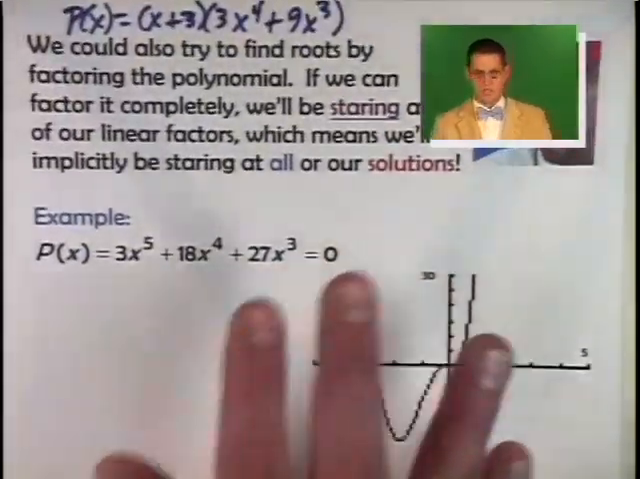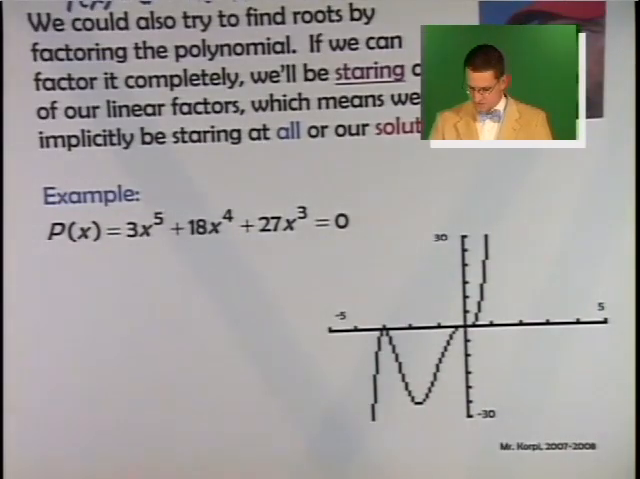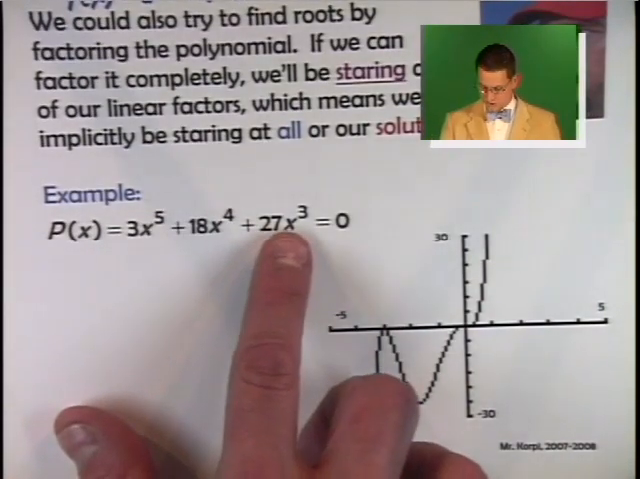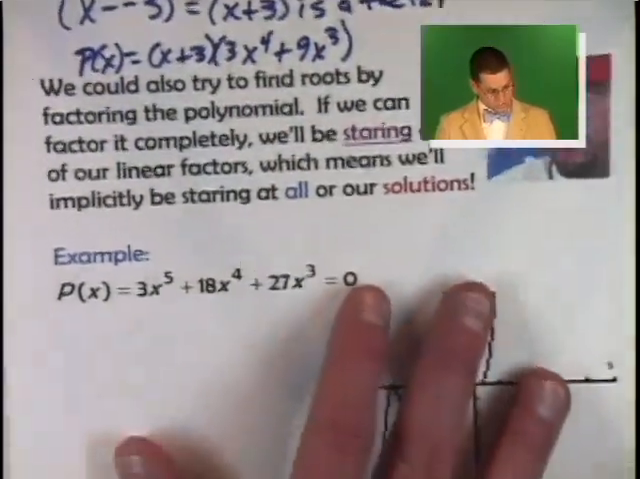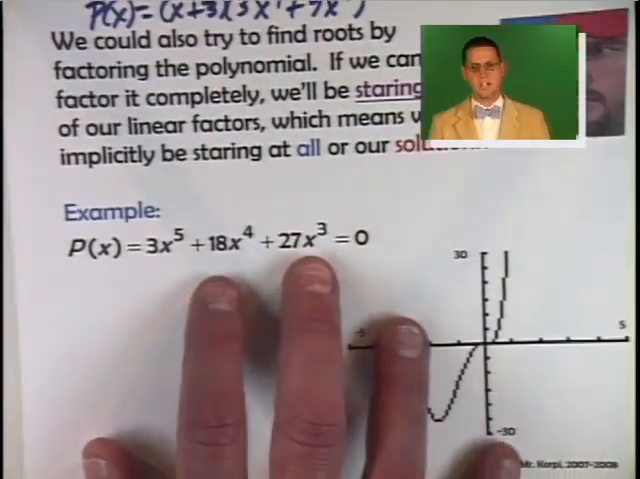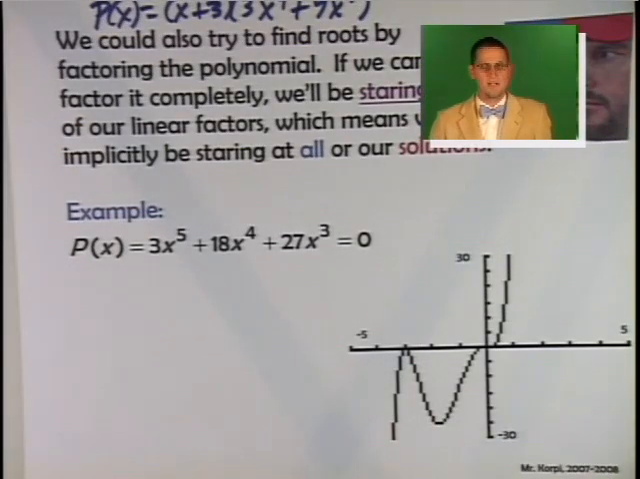Okay? Let's look at this other example down here. We got x to the 5th plus 18x to the 4th plus 27x cubed equals 0. It's actually the same one. What do we want to do with this? Well, we want to try factoring it a little bit differently. There's another way to factor. What if you don't know any of the roots? Well, you can factor by looking for common factors first.